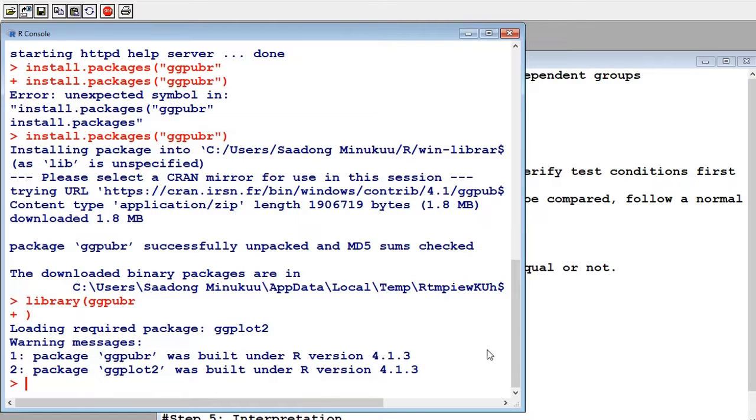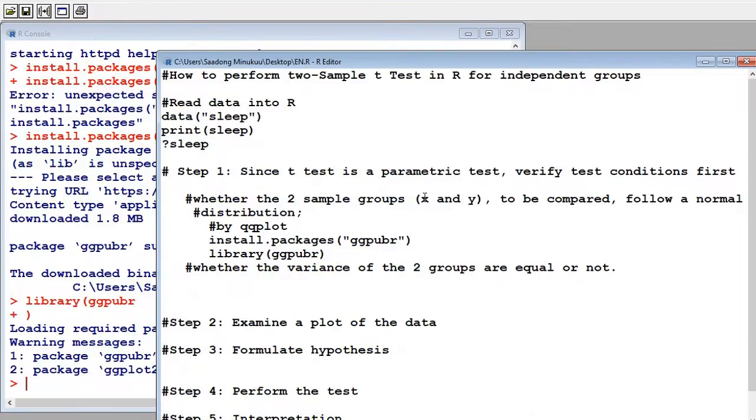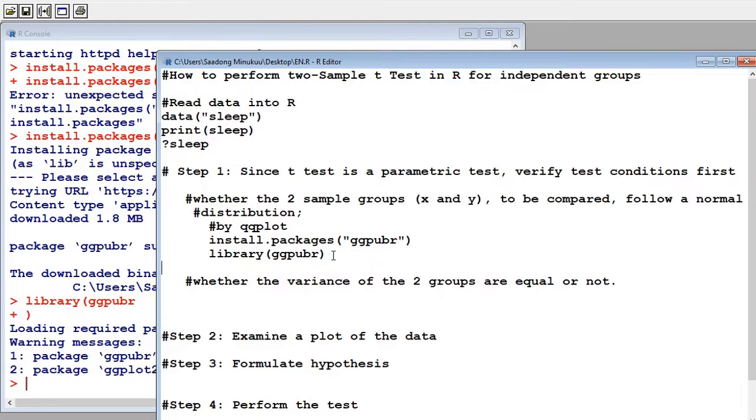Okay, so our package has been successfully loaded. Now after loading the package, we're gonna do our QQ plot. It's very simple. We will check whether the two sample groups, x1 and x2, to be compared follow a normal distribution. So x1 must follow a normal distribution and x2 must follow a normal distribution.